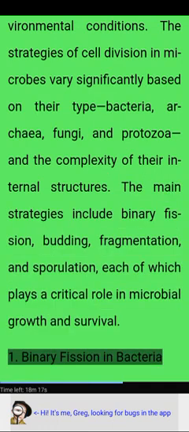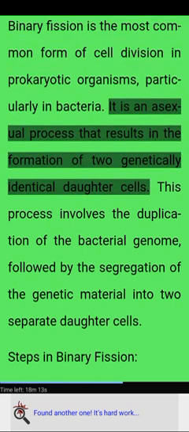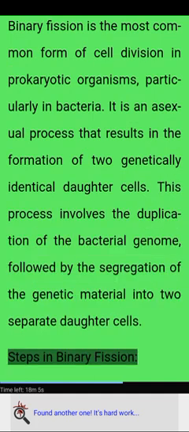1. Binary fission in bacteria. Binary fission is the most common form of cell division in prokaryotic organisms, particularly in bacteria. It is an asexual process that results in the formation of two genetically identical daughter cells. This process involves the duplication of the bacterial genome, followed by the segregation of the genetic material into two separate daughter cells. Steps in binary fission.